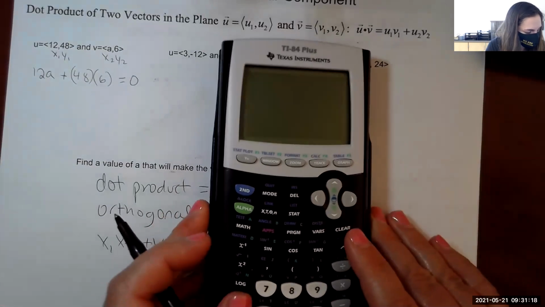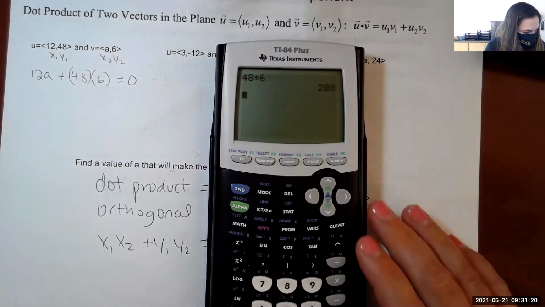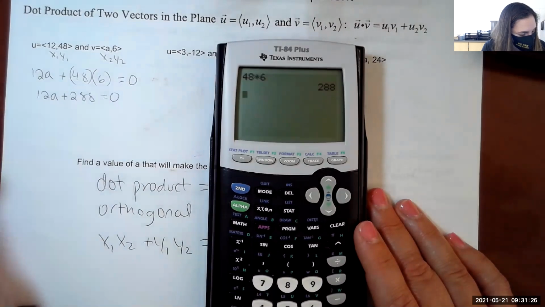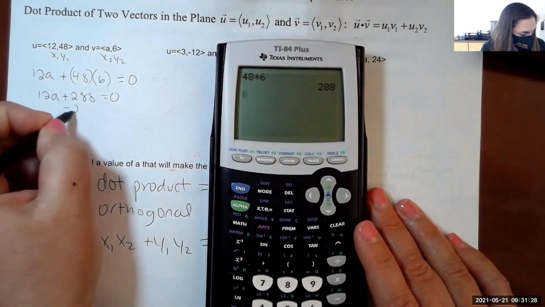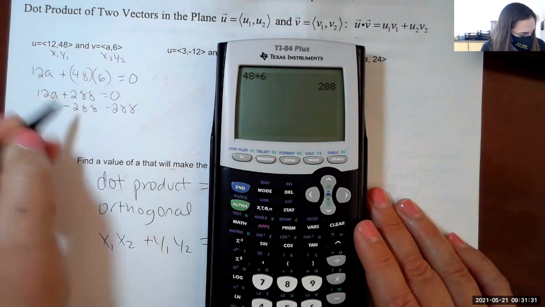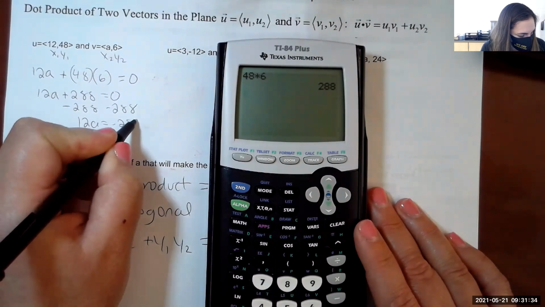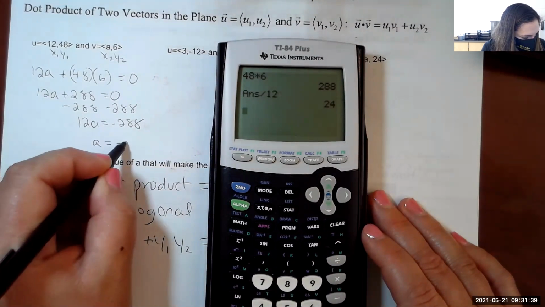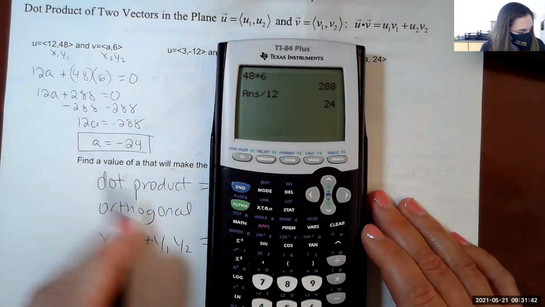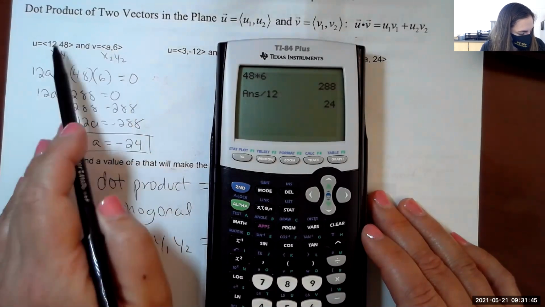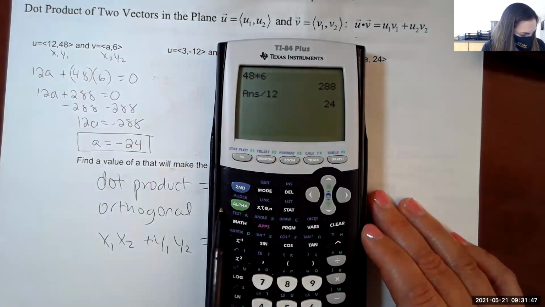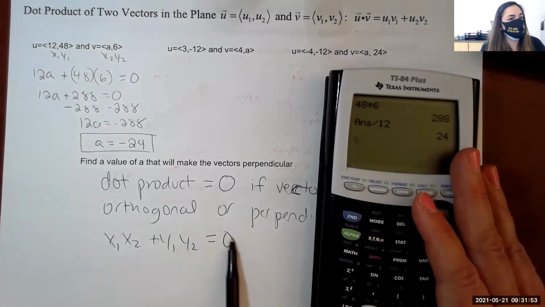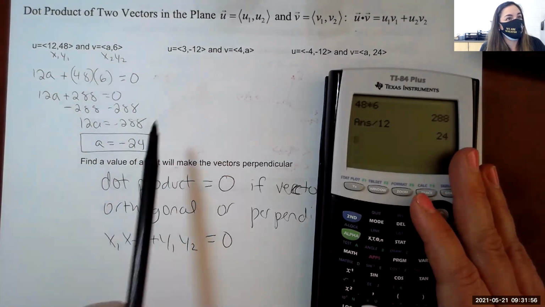So now we're just going to set this up like an equation. So 48 times 6 is 288. And we're just going to solve for A. So subtract 288 from both sides of the equation. 12A equals negative 288. Divide that by 12, and we get that A should be negative 24. So the value of A that makes these two vectors perpendicular is going to be negative 24. Okay. So we're taking the dot product, setting it equal to 0, and solving for the missing component.